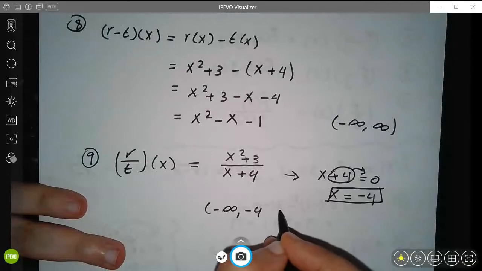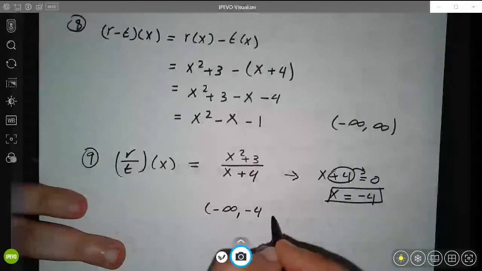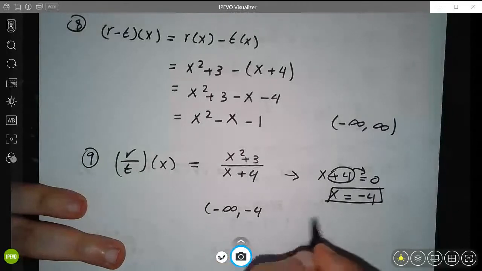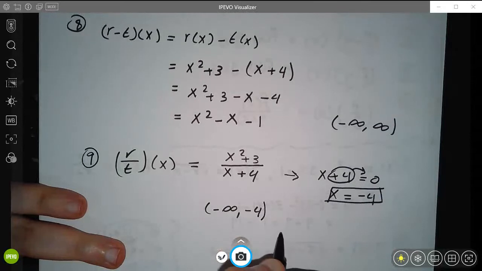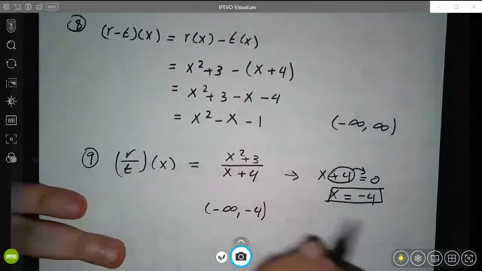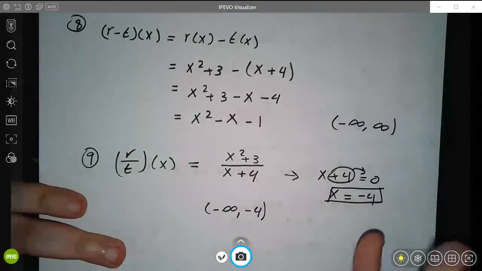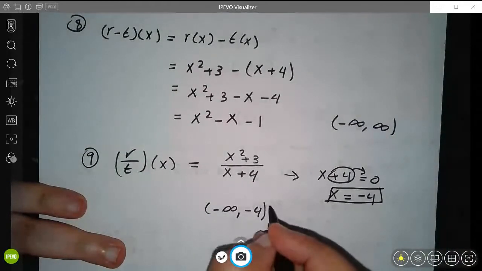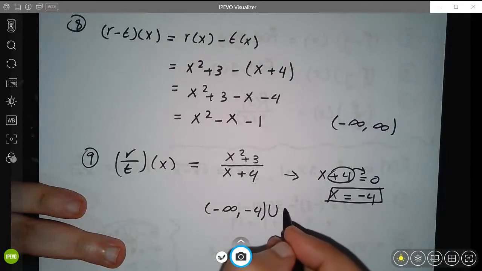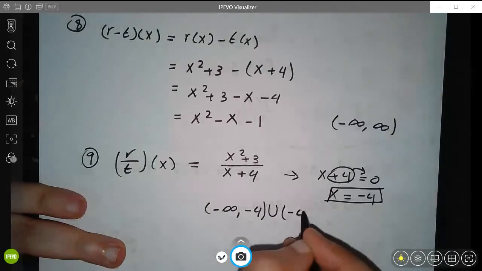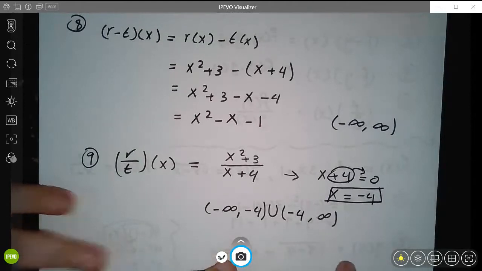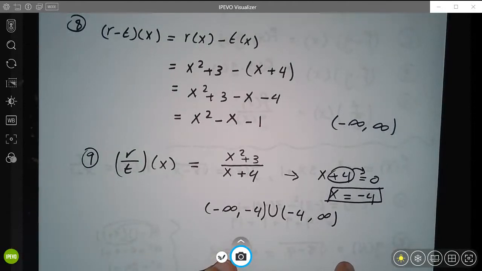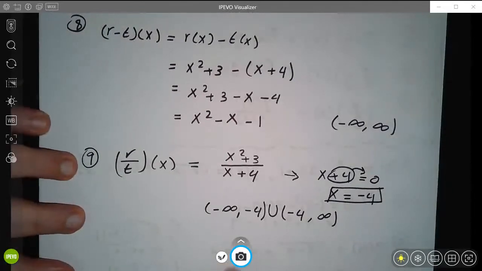Stops at negative 4. Now am I going to use a parenthesis or a bracket here? Now, since I said it cannot equal negative 4, that means it's a parenthesis. If you use a bracket, that means you're including negative 4, and that defeats the purpose. We don't want it to be in the domain. So it's a parenthesis. And then you use union, another parenthesis, start at negative 4, and it goes all the way to positive infinity. Yes? Okay.